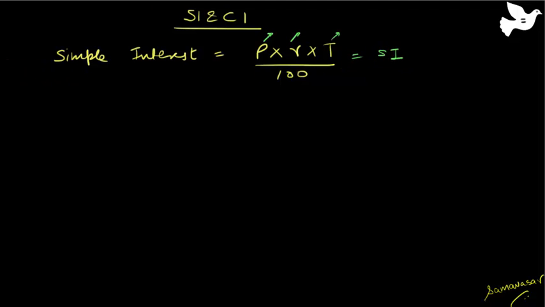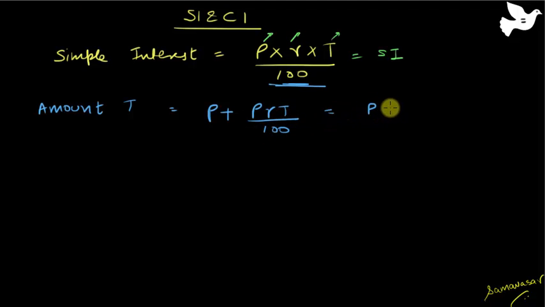If I want to calculate the amount that I receive after T years, that will simply be the initial principal plus the interest earned. That is PRT by 100. So I can write this as principal into 1 plus RT by 100. This is the amount that I get if I've invested a principal P at an interest rate R for T years.